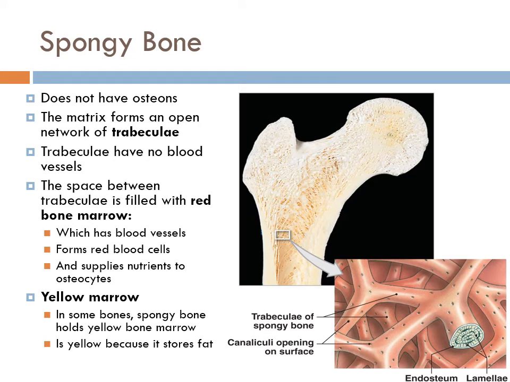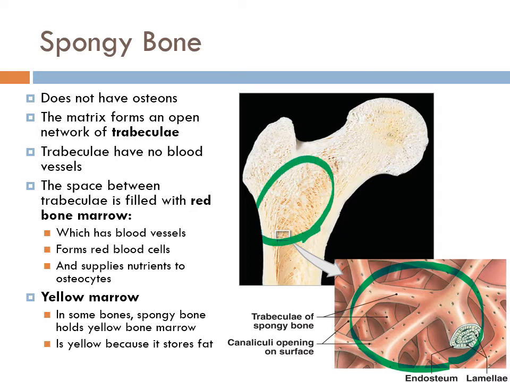Spongy bone is oriented very differently than compact bone. So spongy bone, which is also called trabecular bone, does not have osteons. It is made up of a matrix of open network, which is called the trabeculae. So here you can see how it looks kind of like a spider web of bone in there, and that is trabecular bone, and you can see that pattern in here. So there are no blood vessels in the trabeculae, but the space in between those trabeculae is full of red bone marrow. And the red bone marrow has blood vessels, and that is where our red blood cells are created, within red marrow.